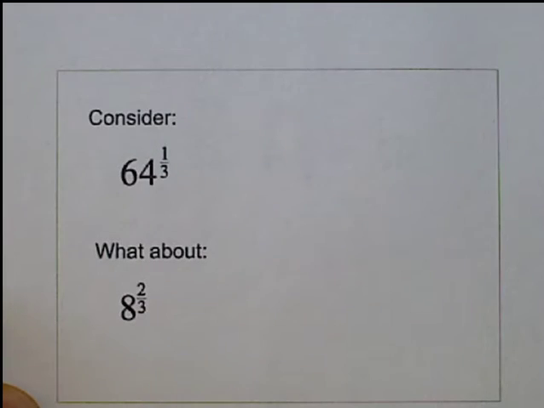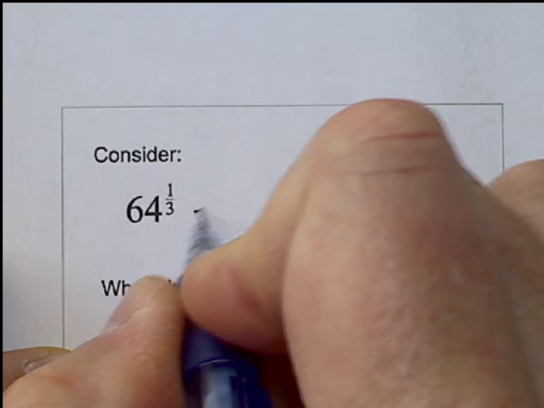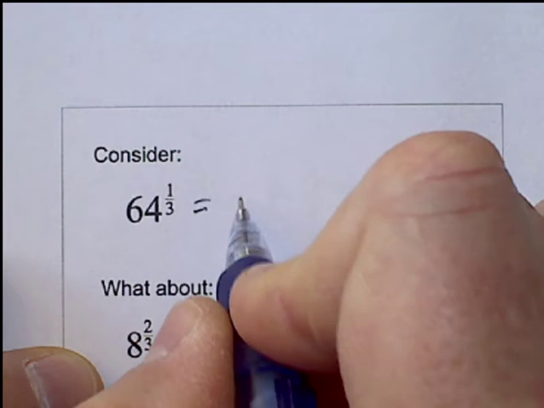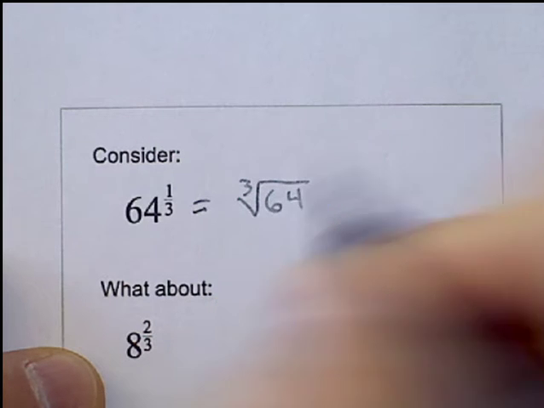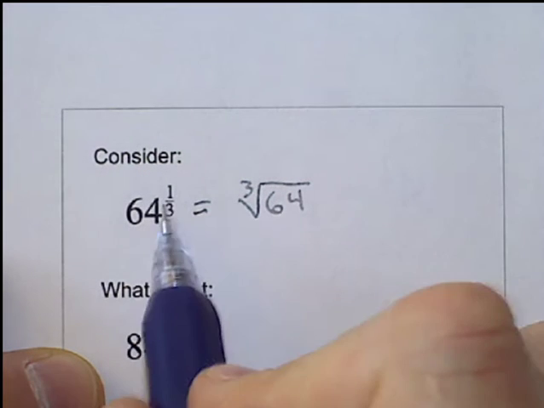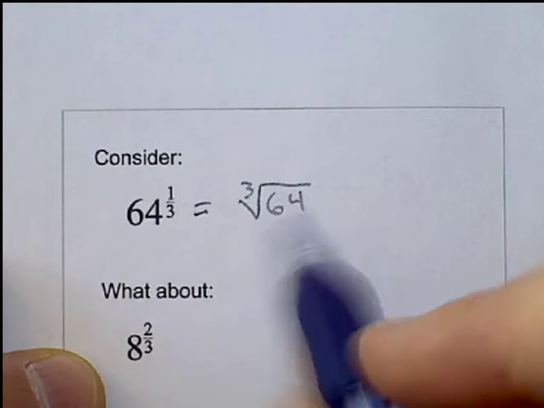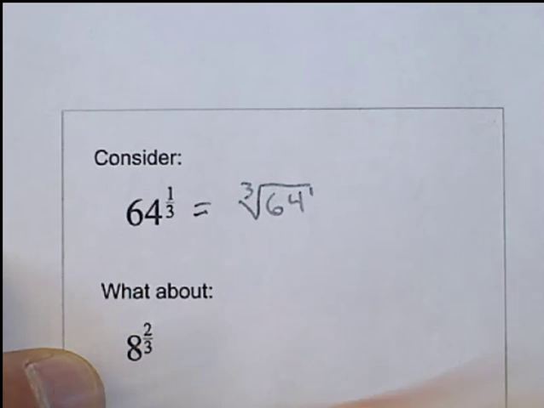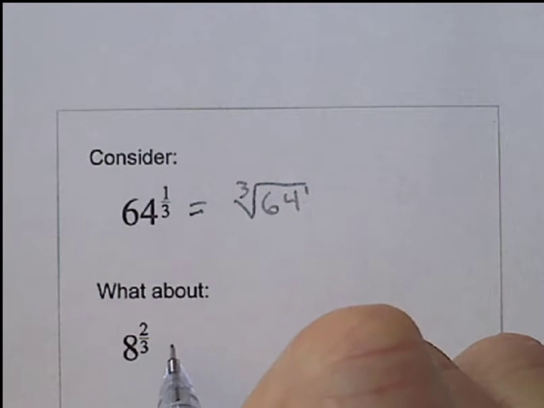Now, we already know how to do this. 64 to the 1/3. If we wrote that as a radical, it looks like what? Cube root of 64. I want to ask you a question. Where did that 1 go? It's there, it's just underneath. It's just 64 to the 1st power, isn't it? But we don't have to write it as 64 to the 1st power because that's just standard form. Okay? So then what about 8 to the 2/3 power?